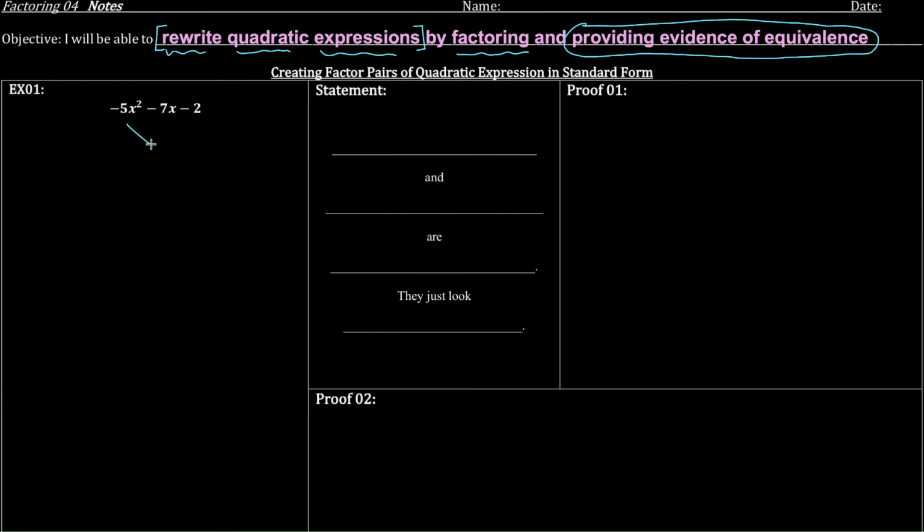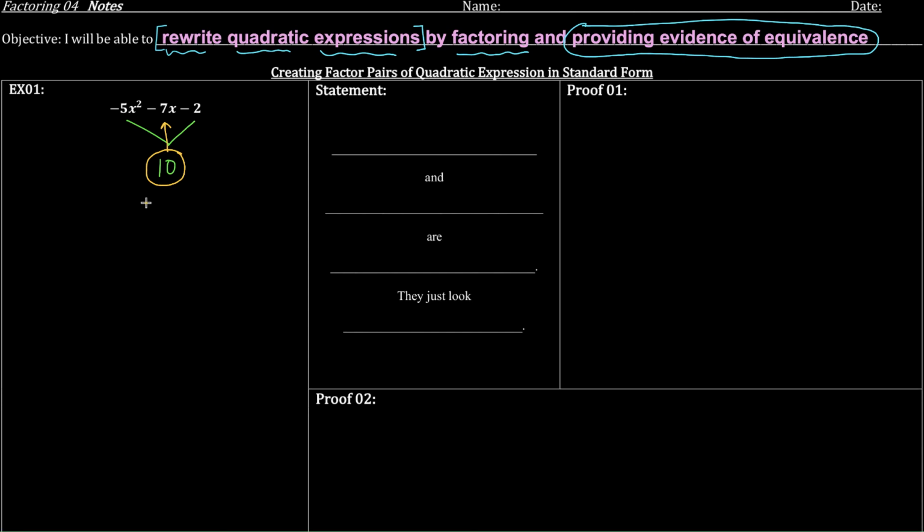Remember, let's multiply a and c. So a negative times a negative is a positive 10. I need factors of 10 that combine to negative 7.